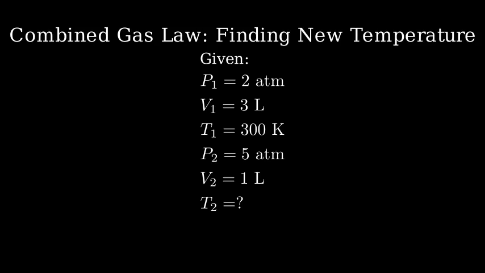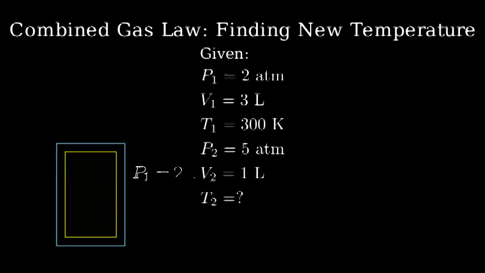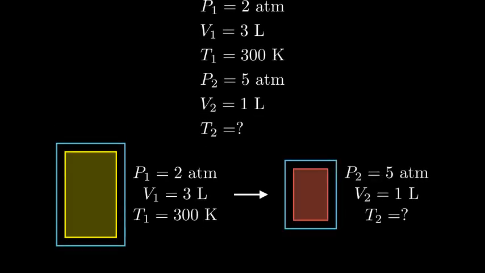Let's visualize what's happening to our gas. Initially, we have a container with a certain pressure, volume, and temperature. Then we compress the gas, increasing its pressure and decreasing its volume. This change affects the temperature, which is what we need to find.